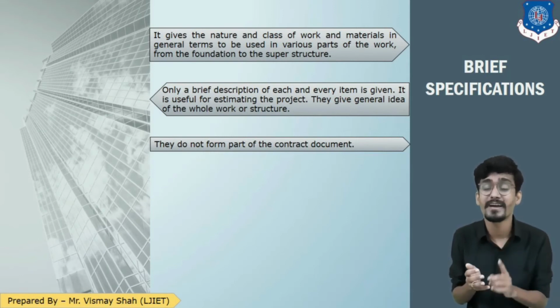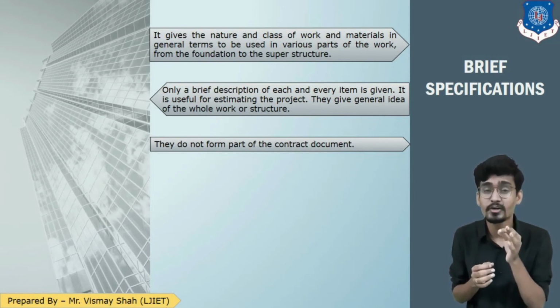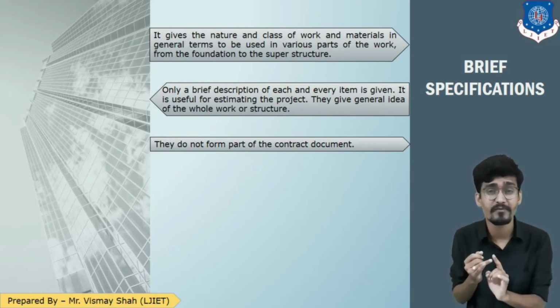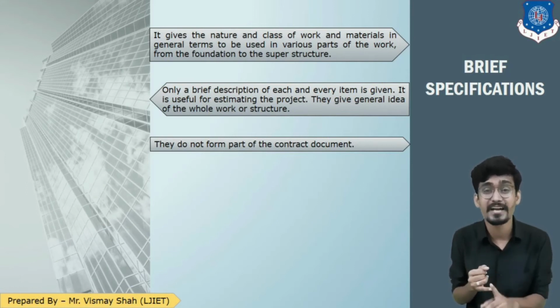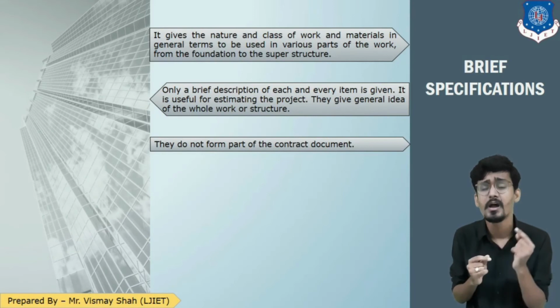A legal document is always a detailed specification. So if you are entering into a contract having a brief specification, you need to keep in mind that it is not a legal document, so it is not necessary to follow it. And as a contractor, do not go for brief specification. Always go for detailed specification, because brief specification does not bind the contractor legally.